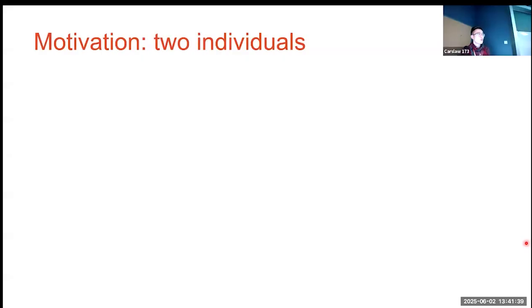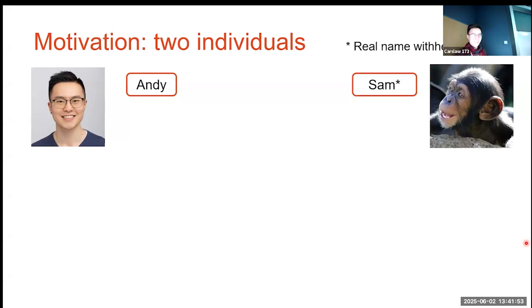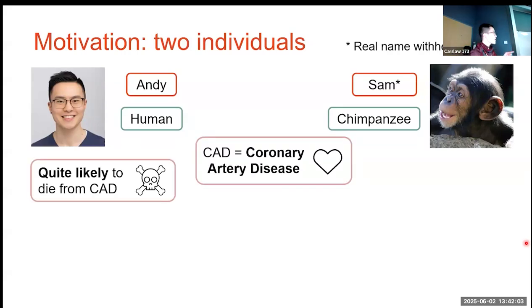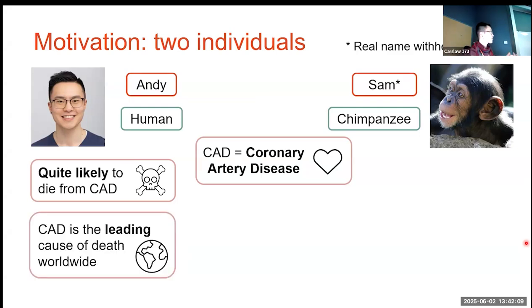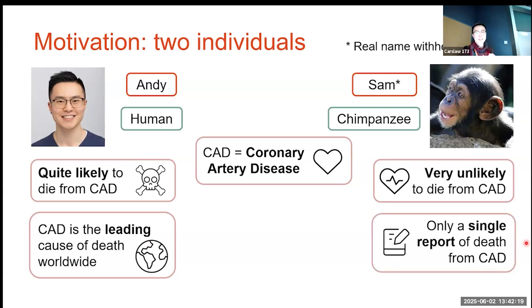To motivate this project, I'll talk a bit about a story of 2 individuals. One of them we'll call Andy, and the other we'll call Sam. Andy is a human, and Sam is a chimpanzee. As a human, Andy is quite likely to die from coronary artery disease. In fact, coronary artery disease is the leading cause of death in Australia and in the world. But Sam, as a chimpanzee, is very unlikely to die from coronary artery disease. In fact, there has only been a single report of a death from coronary artery disease, and this is true despite thousands of necropsies having been done.